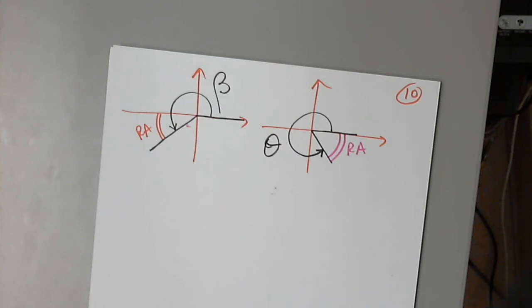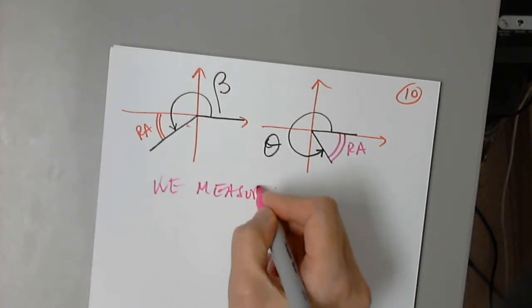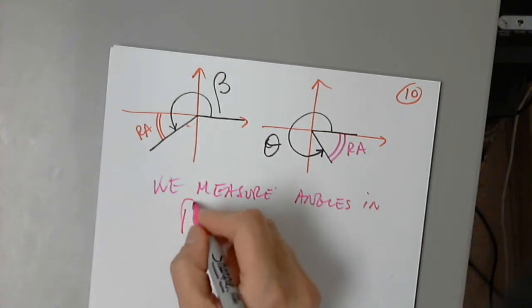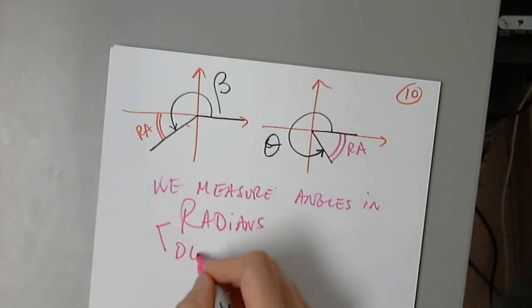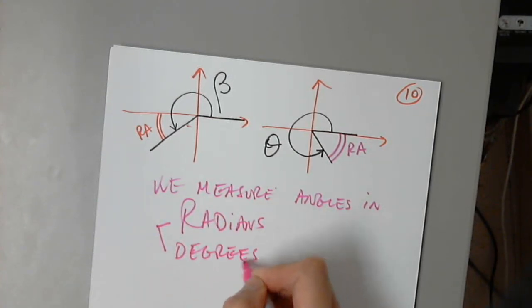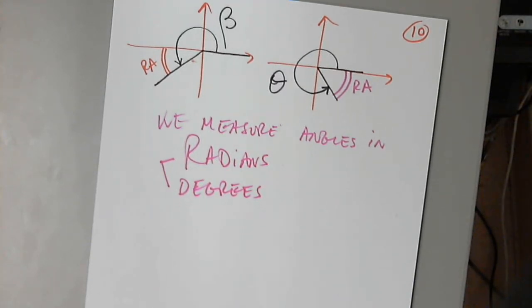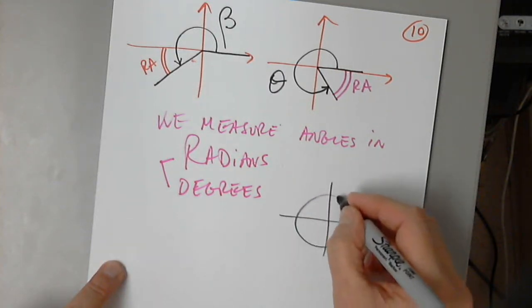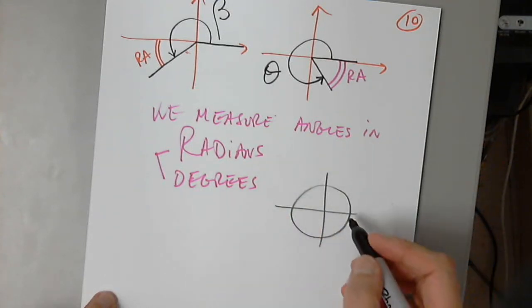How do we measure angles? We measure angles in radians or degrees. Okay, let's start with degrees. Complete circle has how many degrees?